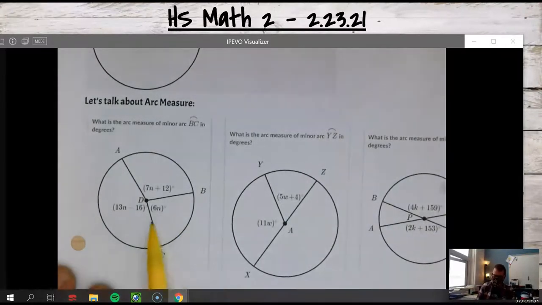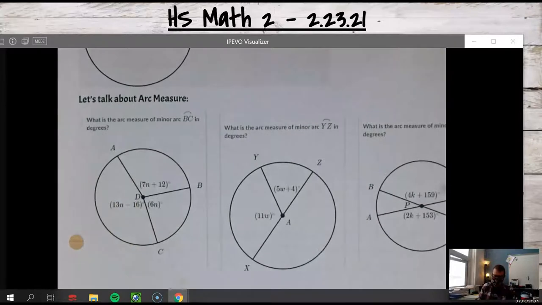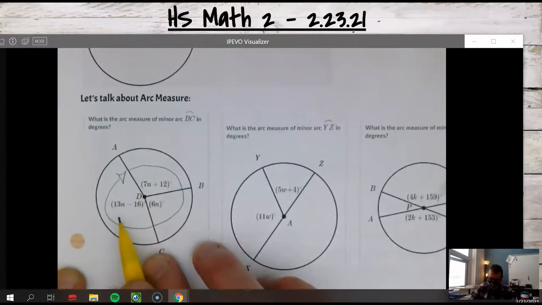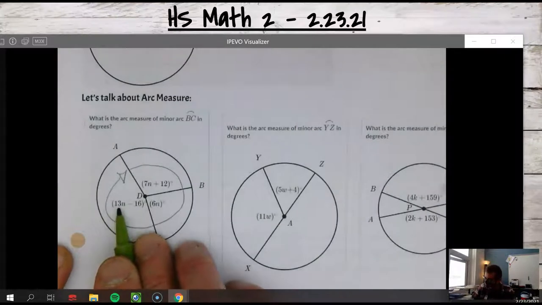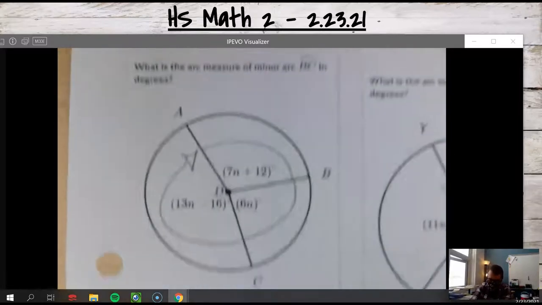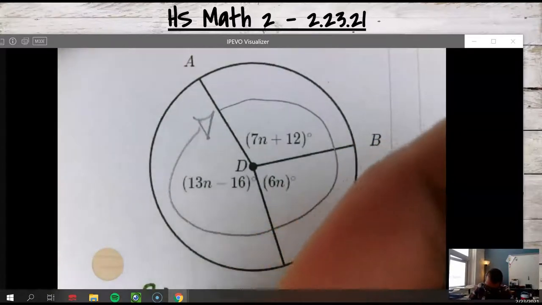But, Margaret, what could I do in this first problem here with these expressions that have been given? What could we do with those expressions to eventually figure out what n is? Yeah, we recognize they all equal 360. Very good job. It's all of them. So we would set up our like terms together. All right, so 13n, 7n, and 6n together would be a total of 26n.